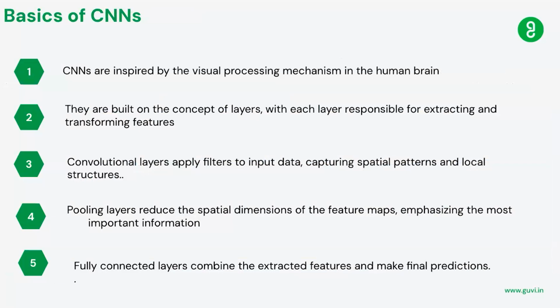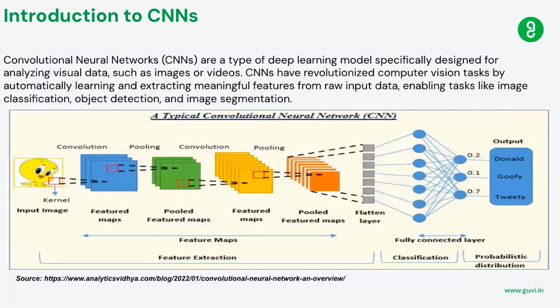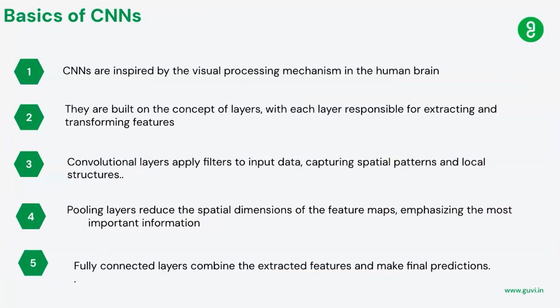So CNNs work very similar to how visual processing happens in our brain. They are built on the concept of layers, and each layer has a separate goal of extracting features. They will apply these filters. So when I say they convolve across the images, they apply certain filters to your input data and they capture these patterns. Then the pooling layers will reduce the dimension and emphasize the most important patterns. Then finally, your fully connected layer will extract your features.